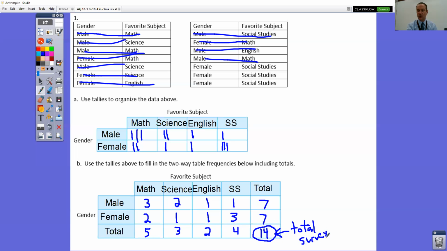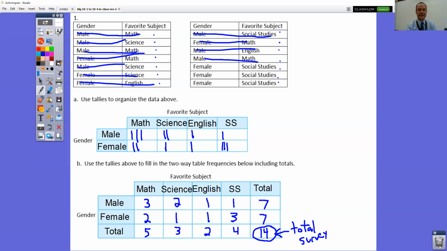You can always double check that number by going up to your data. I have 1, 2, 3, 4, 5, 6, 7, 8, 9, 10, 11, 12, 13, 14 people in my survey as well. Always double check that data. It's very easy to accidentally skip over one or count one twice or something like that. So just be very, very careful there. It's an easy question, but it's easy to mess up as well.